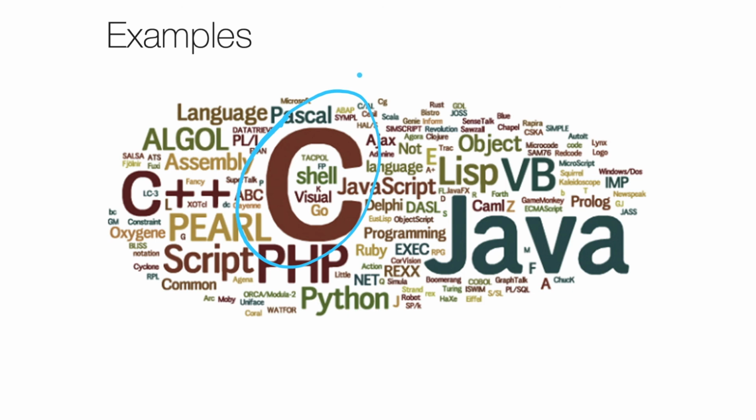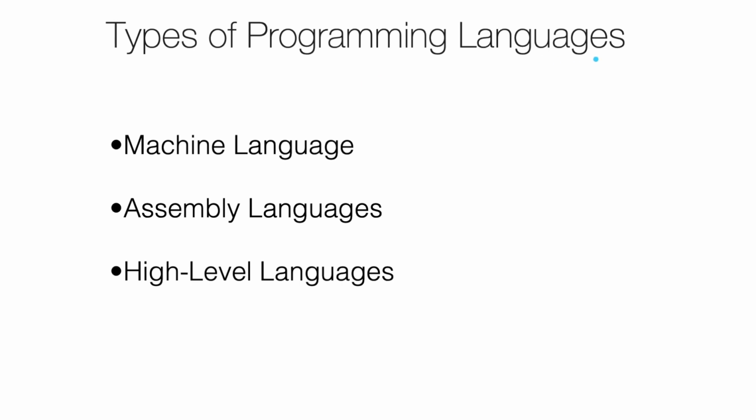So let's talk about different types of programming languages. We basically have 3 types of programming languages. Those are machine language, assembly languages, and high-level languages. All the languages that I have shown in the previous slides come under high-level languages. So we will go through each type of programming language in the next video.